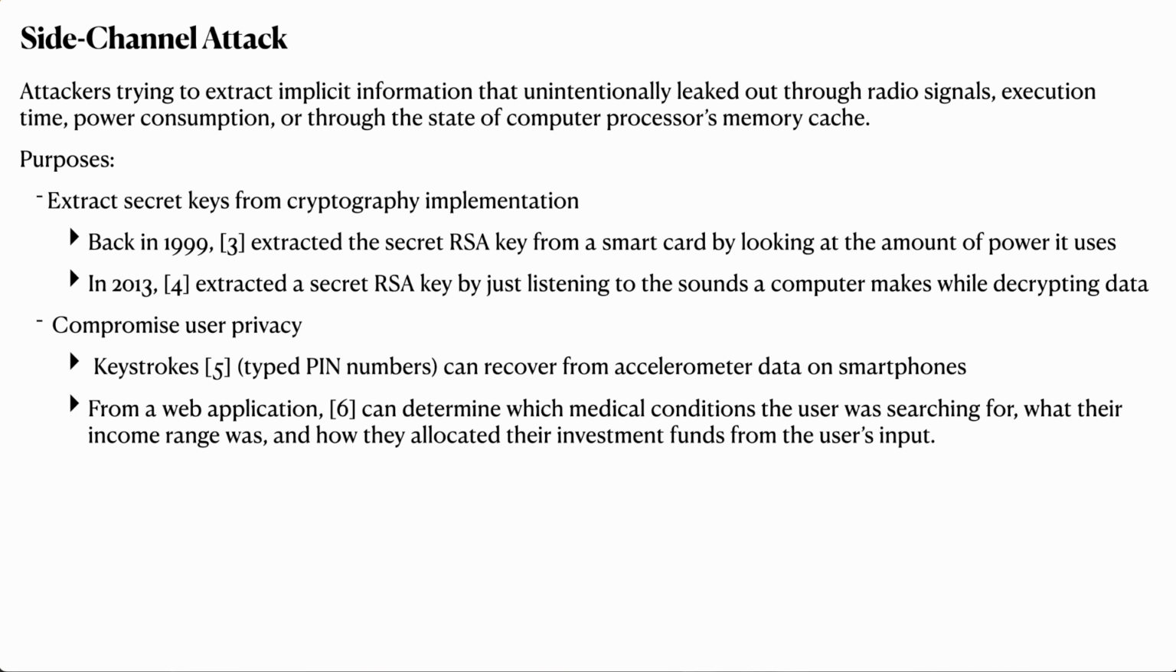And the second category is the attacker trying to compromise user privacy. For example, from the keystrokes, it can recover the accelerometer data on smartphones. Or from a web application, it can determine which medical conditions the user was searching for, what their income range was, and how they allocated the investment funds from the user input.